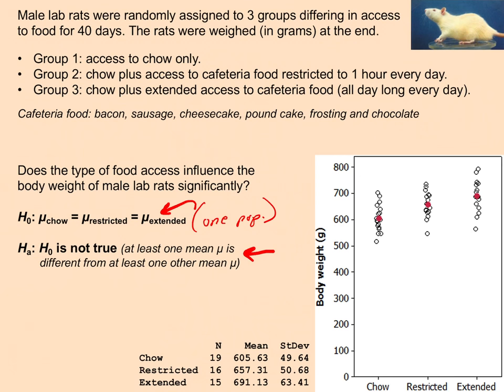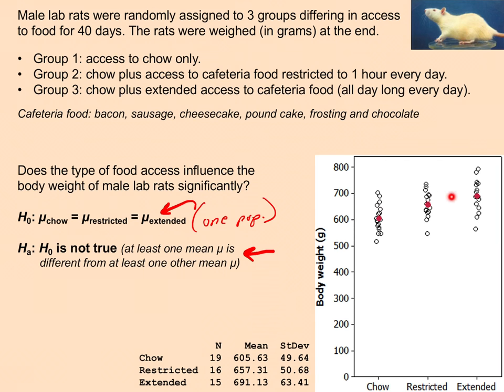All right, so if we plot our rat weight gain data here, we can see that on the chow group down here, we have these data points. We have 19 data points right there, and the red point is the average. For restricted, we have 16 data points, the red is the average. For extended, we have 15 data points, and the red dot is the average, okay? So if you look at the averages, it does seem to be arcing upward, which is what you'd expect.